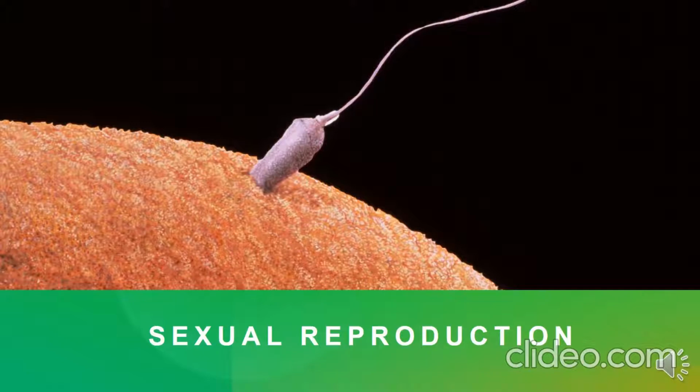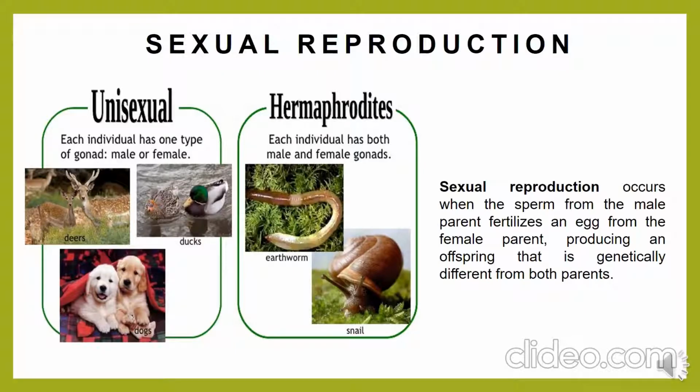Now let us understand how animals reproduce through sexual reproduction. Sexual reproduction in animals occurs when the sperm from the male parent fertilizes an egg from the female parent, producing an offspring that is genetically different from both parents.